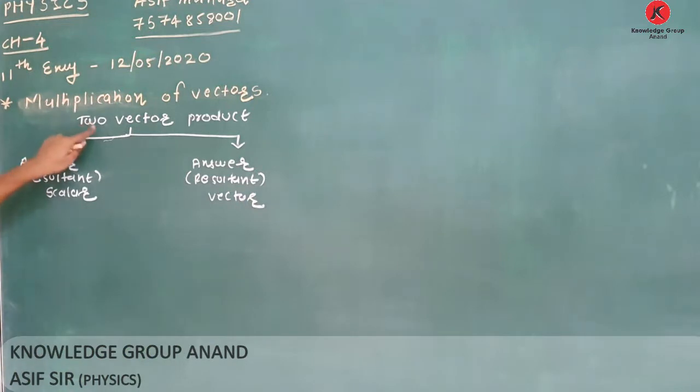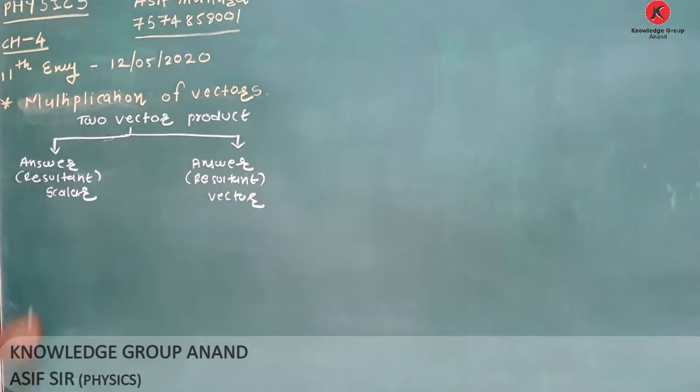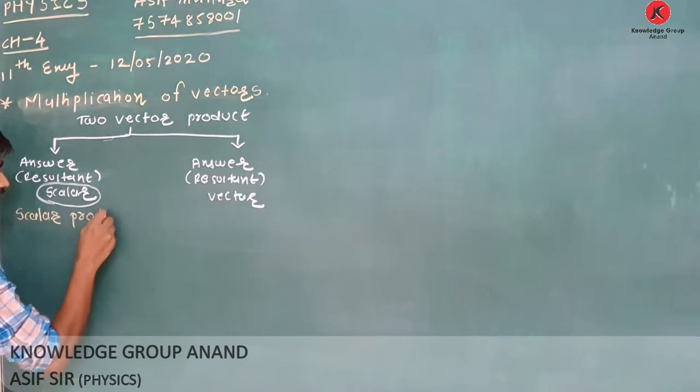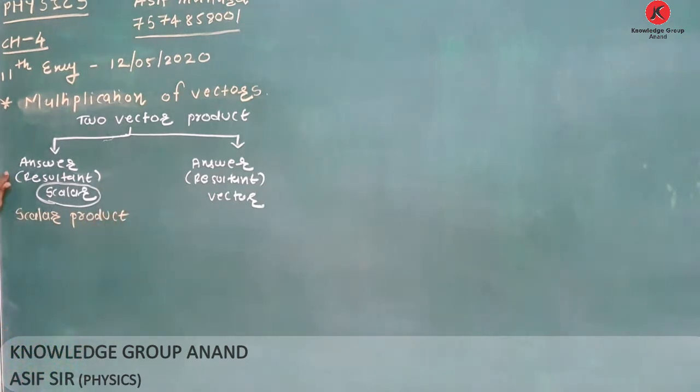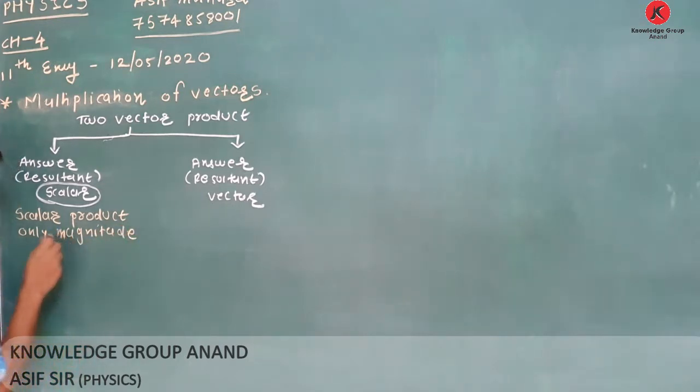If we have two vectors, we do their product and the answer or resultant is scalar, then such a product is called scalar product. It is called scalar product. It means in such multiplication your answer will be scalar, meaning only magnitude. Clear about this? So in scalar product, your answer is only magnitude.